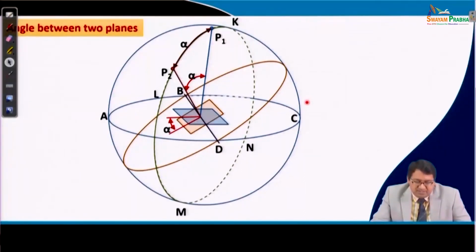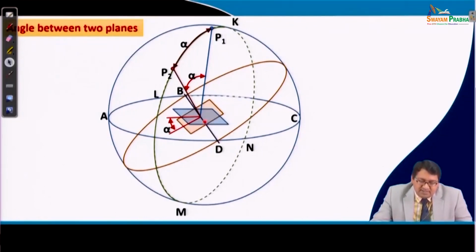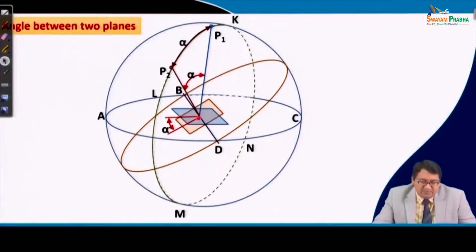And therefore, if we need to find out the angle between these two planes, we have to see that both the planes pass through the center of the 3D stereogram. And if we draw a perpendicular to the brown color plane, it will protrude and come out at P2, and if we draw another perpendicular direction to the blue colored plane, it will protrude to another direction, say P1. So, we obtain P1 and P2, two positions on the circumference of the 3D stereogram.